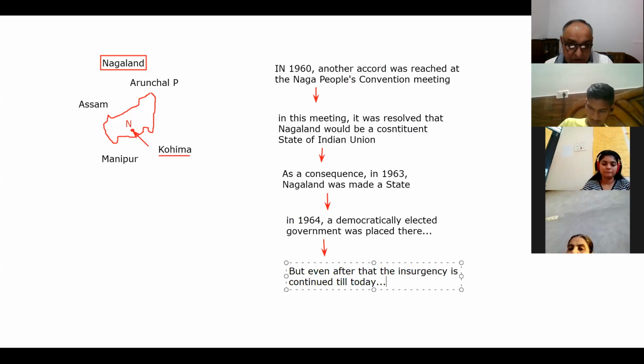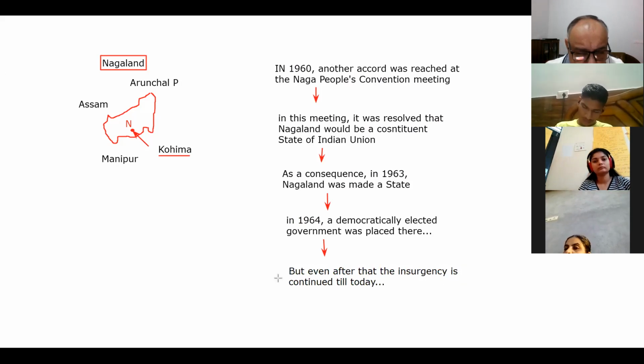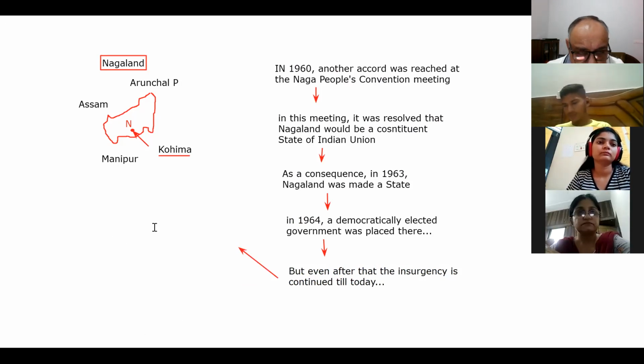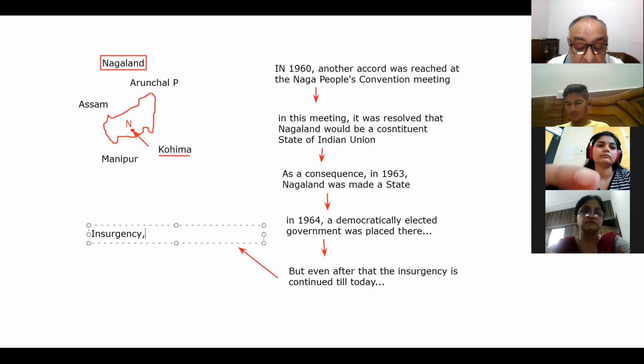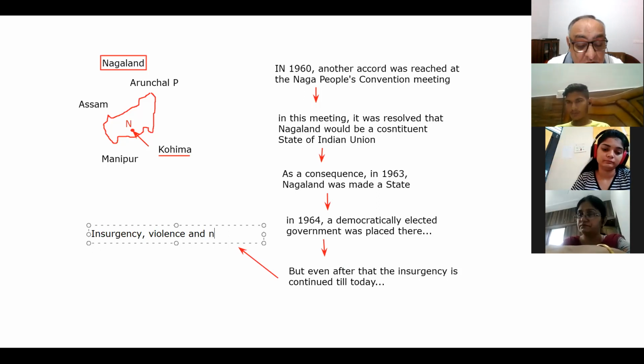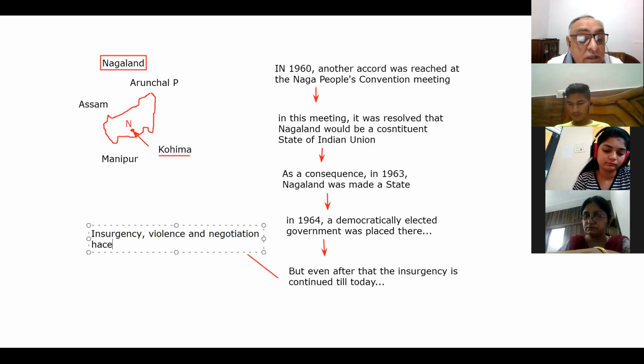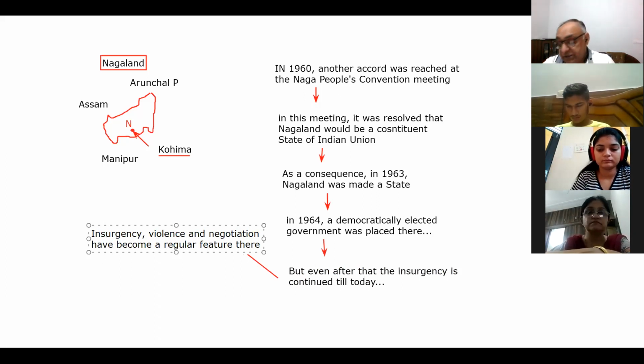So we can say there is violence, there are negotiations, all these things are continuing. So it means that insurgency, violence, and negotiations have become a permanent feature there, a regular feature there.